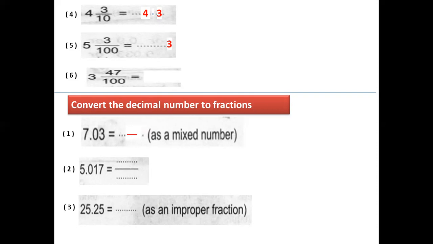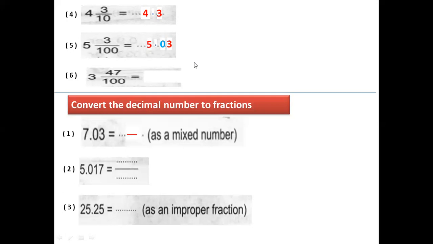5 and 3 over 100, by the same way. Put 3 as the numerator and what else? Put 0. Why? To put the decimal point after 2 digits. So we will put the decimal point after 2 digits. The decimal point is here. So what else? We will put the whole number. The whole number here equals what? Equals 5.